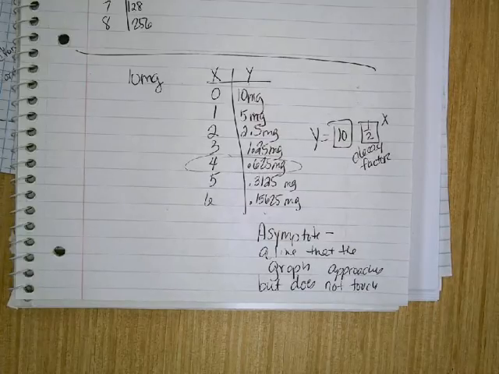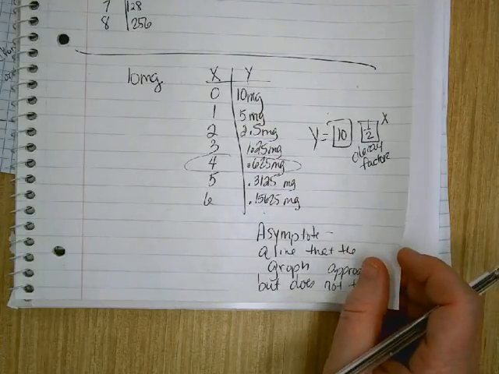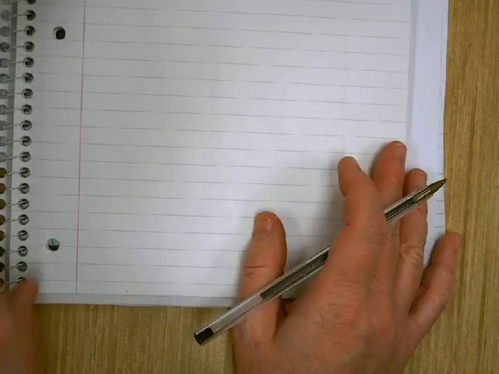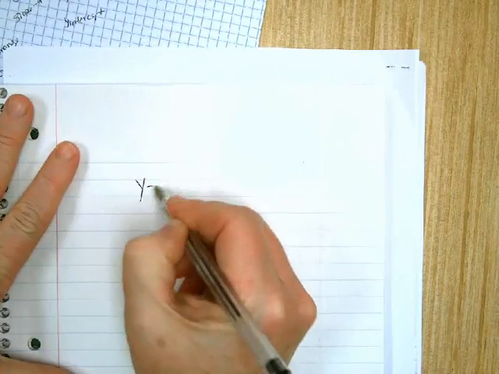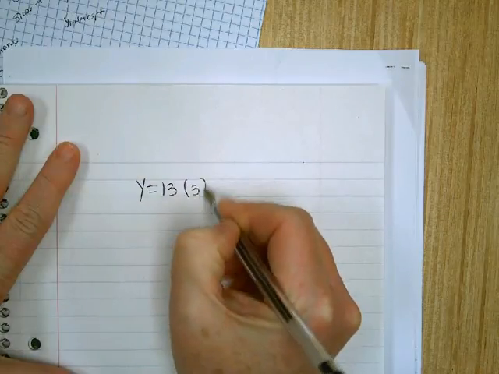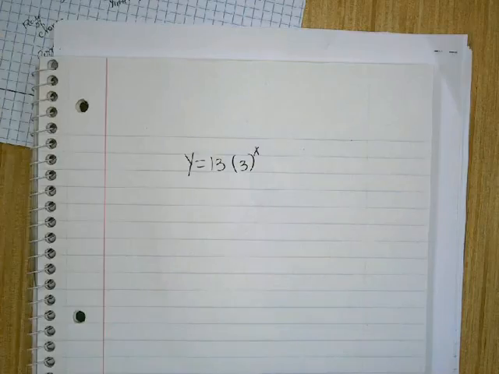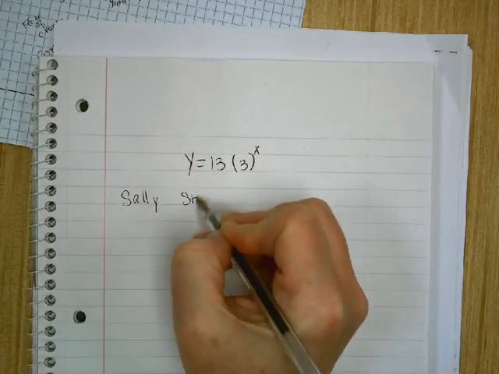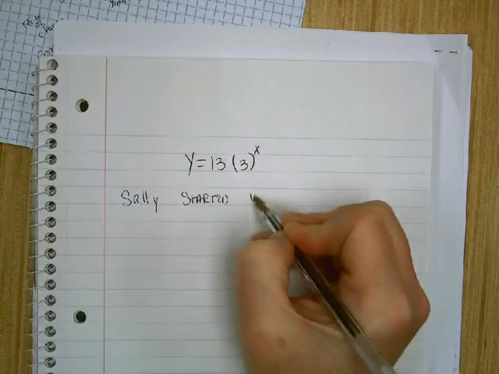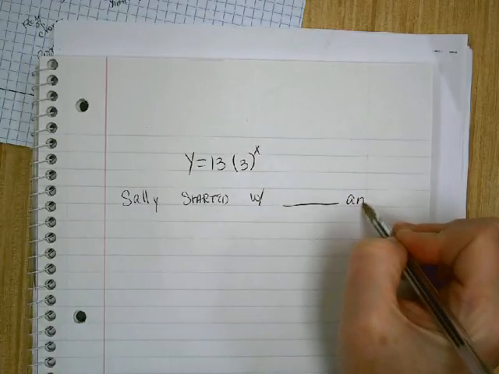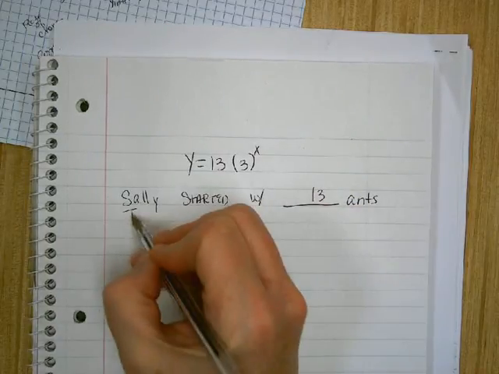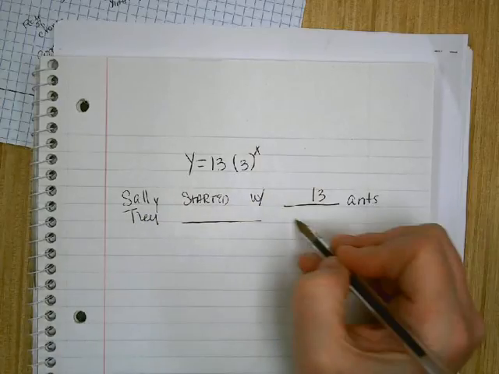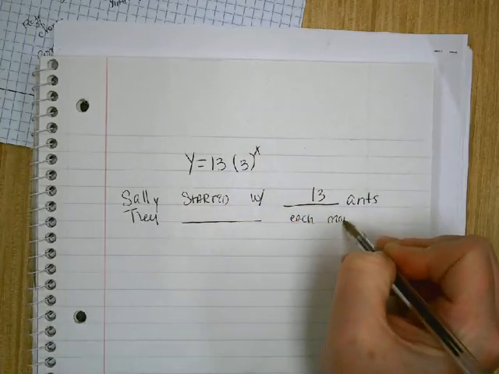Let me ask you a couple of questions. The one up there was growing, right? So if I gave you this, tell me about this story. This is a story about ants. Sally started with how many ants? 13. They did something each month. Tripled.